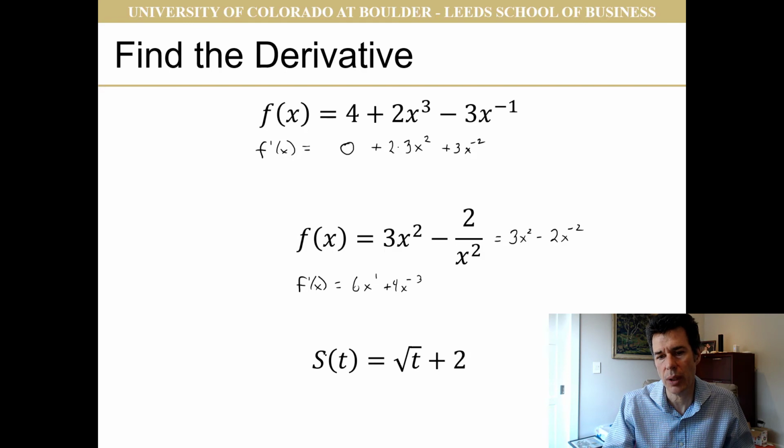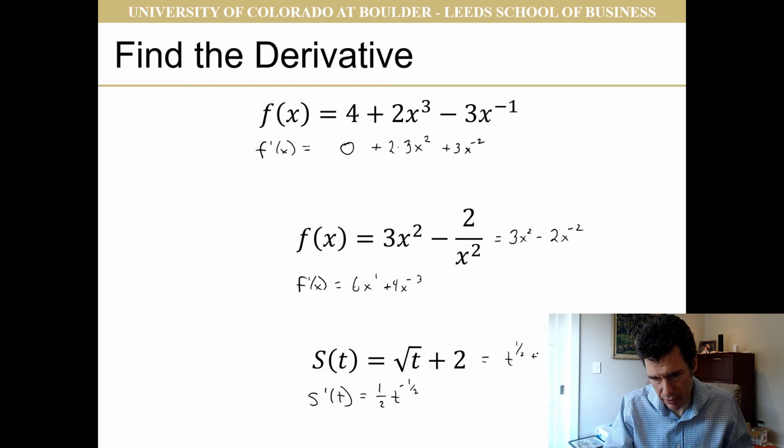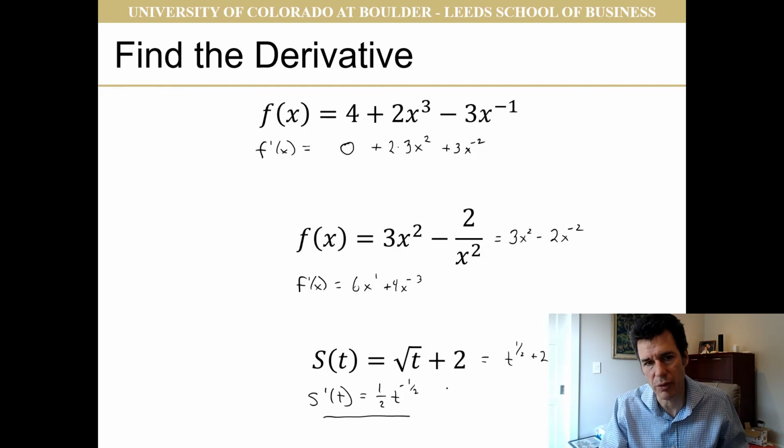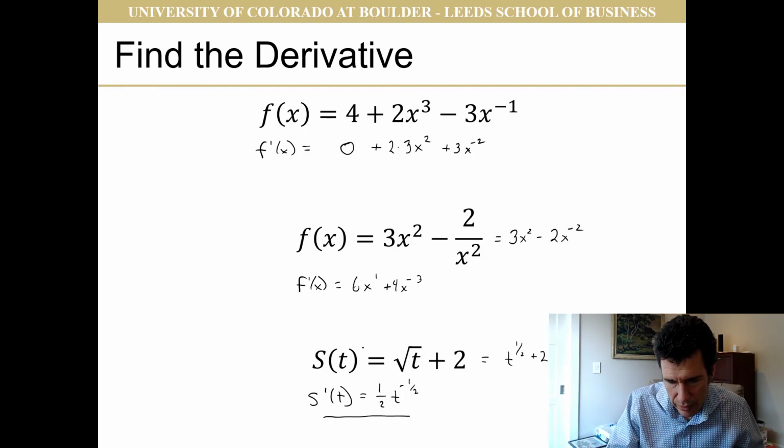S of t equals square root of t plus 2. It doesn't matter whether it's an x or a t or a w or any other letter, doesn't matter. S prime of t equals, this is t to the 1/2 plus 2. Derivative of t to the 1/2 is 1/2 t to the 1/2 minus 1, which is negative 1/2, plus derivative of 2, that's a constant, 0. So we can take derivatives with respect to anything. The letter x or the letter t doesn't matter. It's just a placeholder as long as we're consistent.